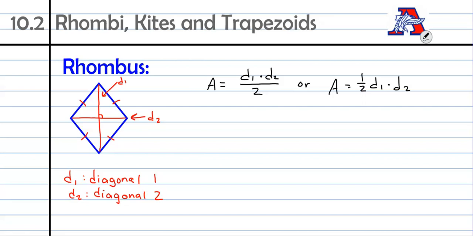Okay? And then for perimeter, it's just going to be 4 times the side. 4 times S, and then we got to tell ourselves that S stands for side. Okay, in a rhombus, all the sides are the same. So once you get one of them, just multiply by 4.